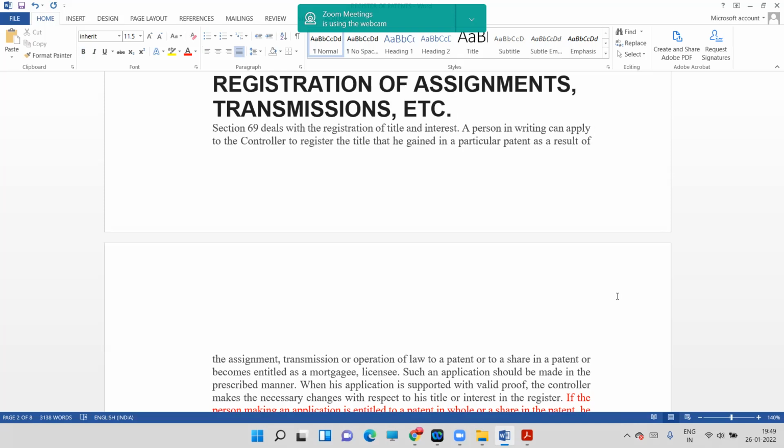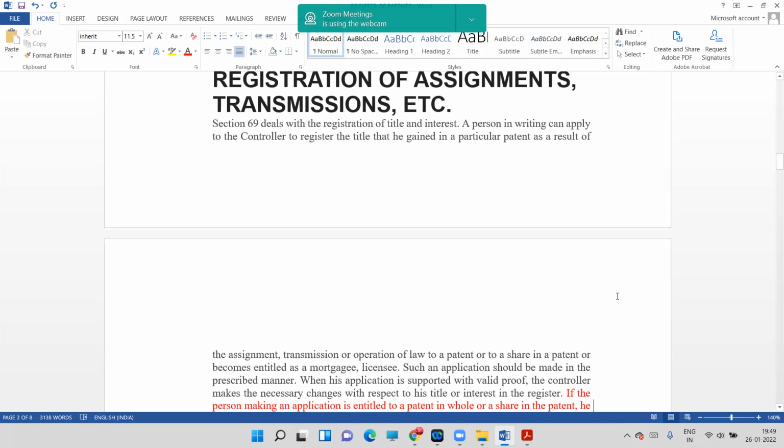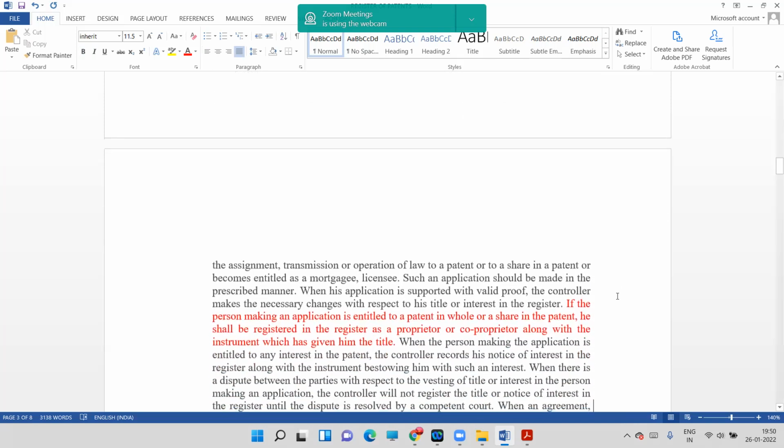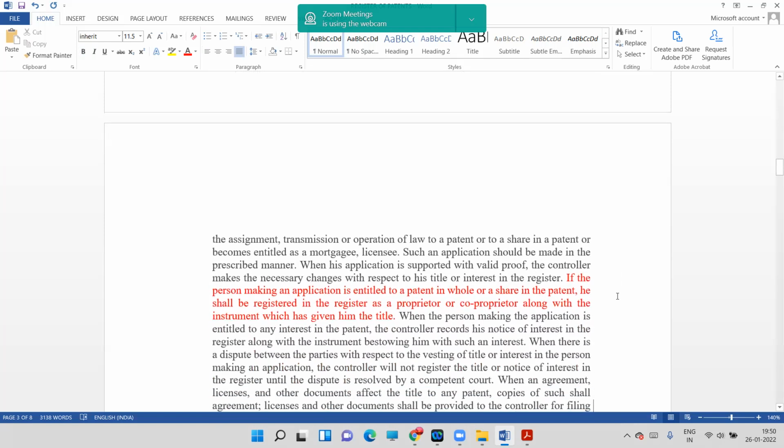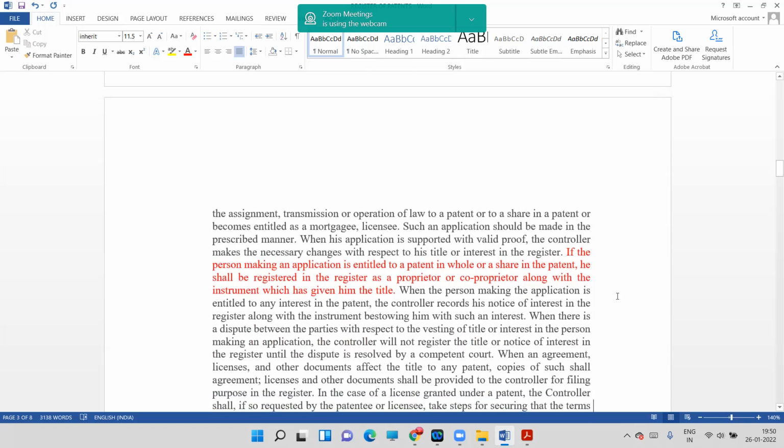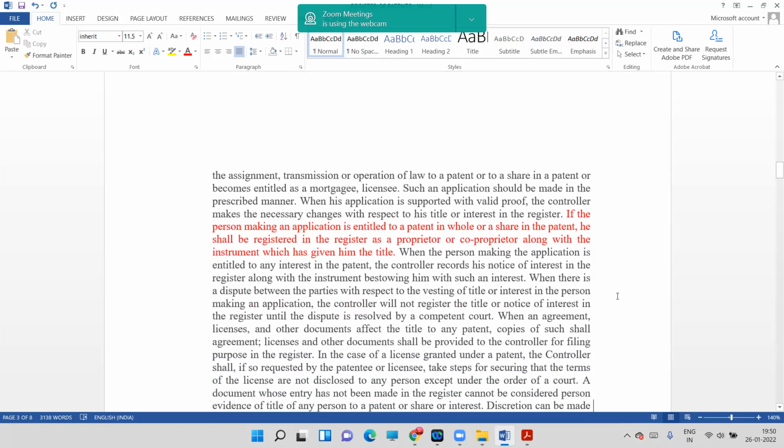Section 69 deals with the registration of title and interest. A person in writing can apply to the controller. Okay, the controller has to be applied to, to register the title that he gets in a particular patent as a result of assignment, transmission and operation of law, to a patent or to share in a patent or become entitled as a mortgagee, licensee. Such an application should be made in the prescribed manner, when his application is supported with valid proof.